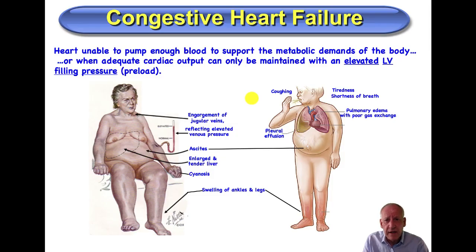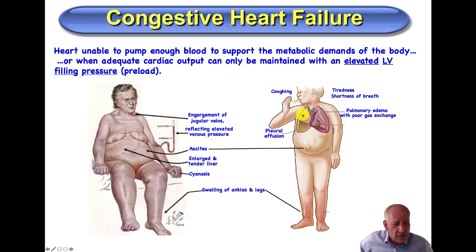Let's begin by defining congestive heart failure. This is when the heart is unable to pump enough blood to support the metabolic demands of the body, or when adequate cardiac output can only be maintained with an elevated left ventricular filling pressure, in other words, elevated preload. And what are the cardinal signs and symptoms of CHF? Well, first, edema, both in the dependent appendages of the body, the lower legs and lower arms, and in the lungs, and engorgement of the jugular veins, ascites, exudation of fluid into the peritoneal cavity, and enlarged and tender liver. These are all consequences of an elevated venous pressure.